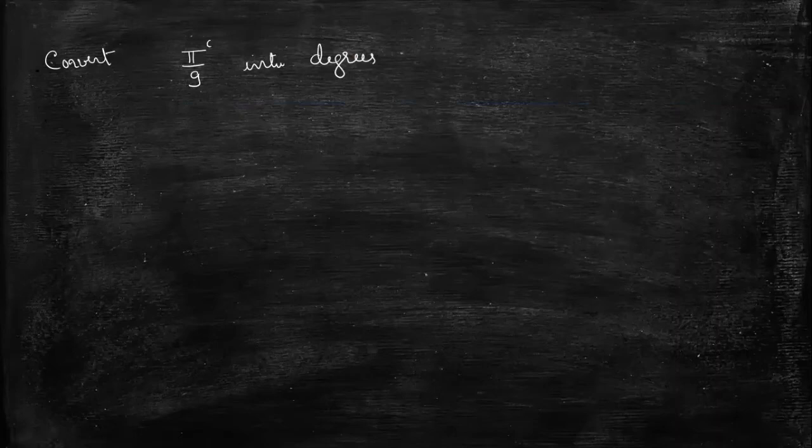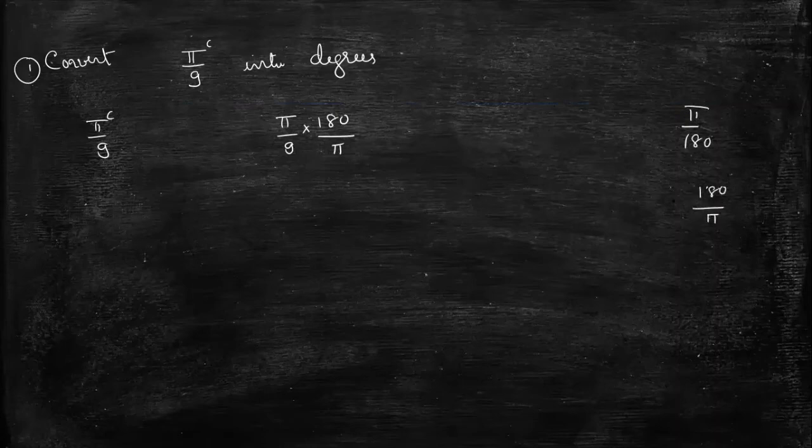How to do it? Pi by 9 is to be converted into degrees. So I'll have to multiply pi by 9 with 180 by pi. When converting radians into degrees, this is the multiplication factor. So don't get confused. To go from degrees to radians, it is pi by 180. To go from radians to degrees, multiply by 180 by pi. Now when I simplify this, it will be 20. So this is in degrees.